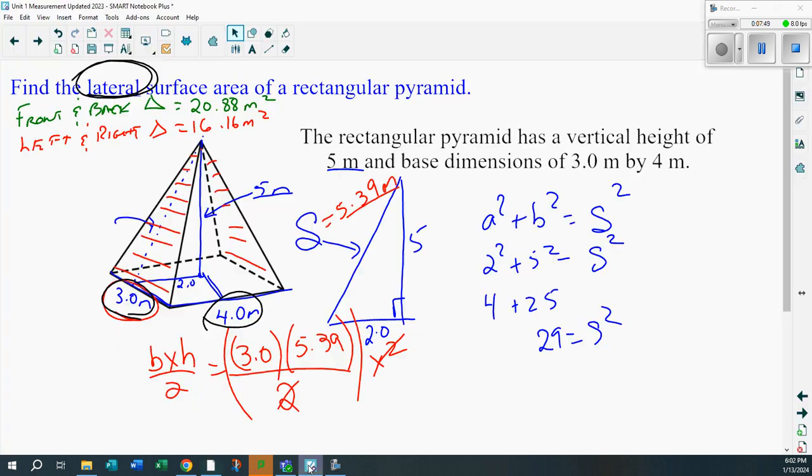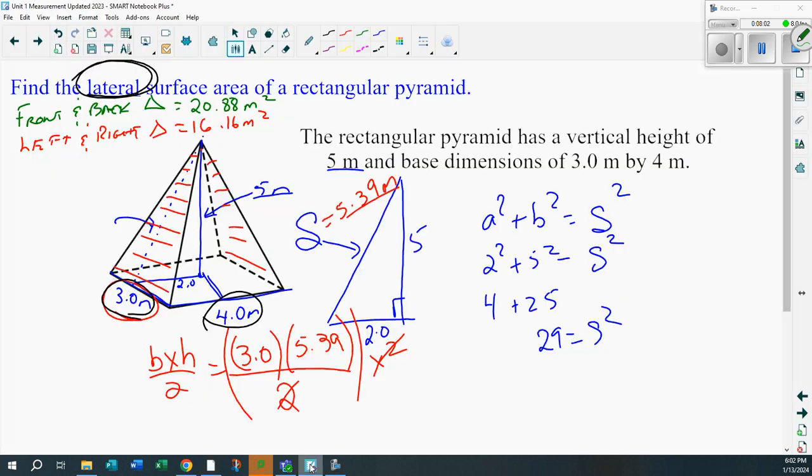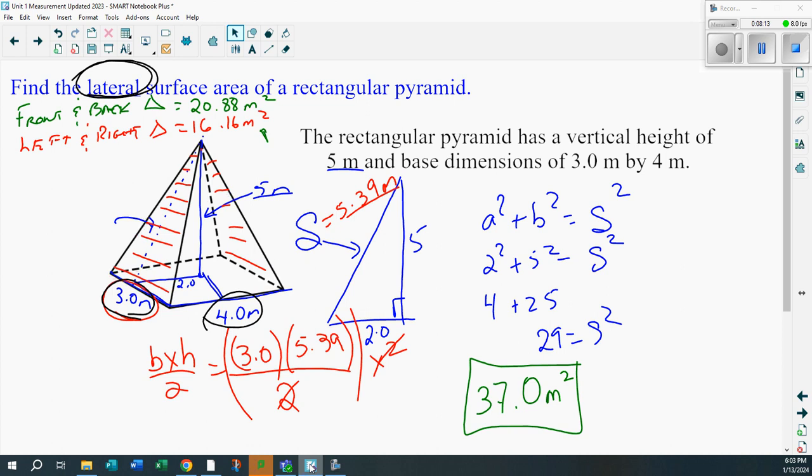And if you read the question, it doesn't say to how many decimal places. So I'm just going to take it to 1 extra one. The 1 extra one was 37.0 right there. So 37.0, and we're in meters squared. That's how you do these questions. See, that's not so tough. As long as you break it down, it's not a big issue, is it?